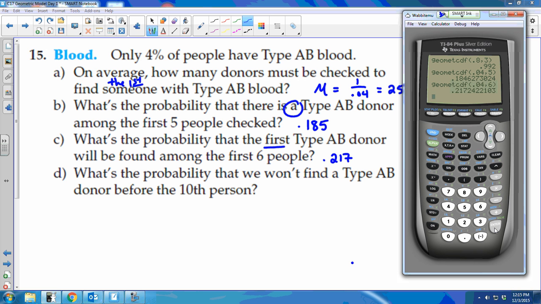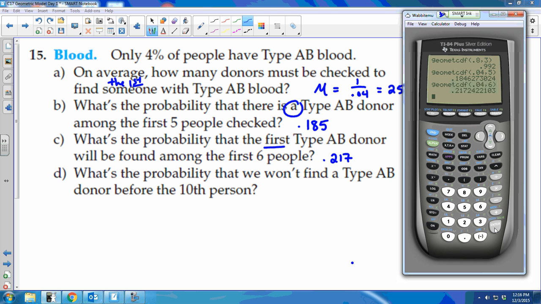Now D, a little tricky, so you think about it. It's not that bad, but just a little different. What's the probability that we won't find a type AB donor before the 10th person? So that means we want to find the first person 10 or later, right? Does that make sense? I want the first person to come the 10th or later. Our calculator only does from 0 up to a number. It doesn't do something and greater, okay? So we're going to have to subtract from 1.